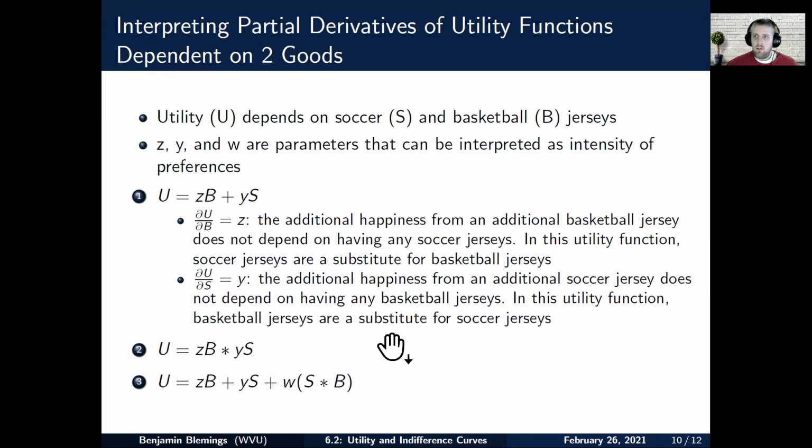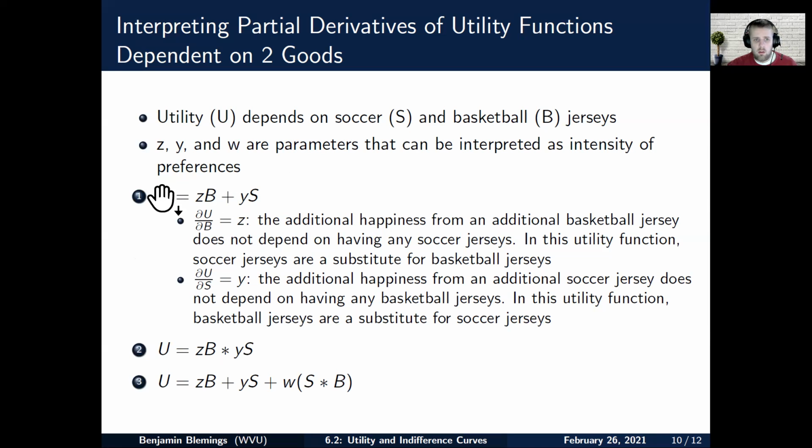And these partial derivatives have important interpretations. So we're going to have utility depending on soccer and basketball jerseys, and z, w, and y are parameters that can be interpreted as our intensity of preferences. And so in our first utility function, u equals some number times the amount of basketball jerseys we consume or buy plus some number times the amount of soccer jerseys we consume.